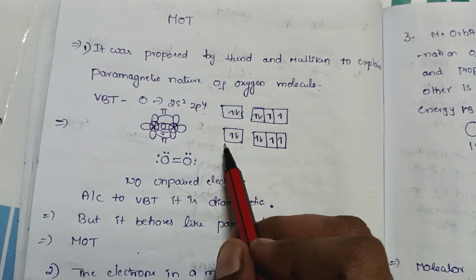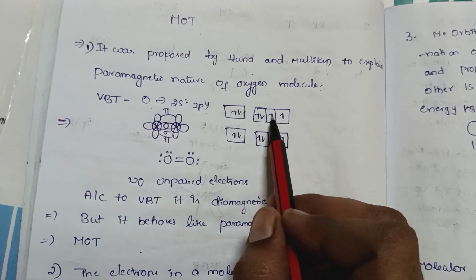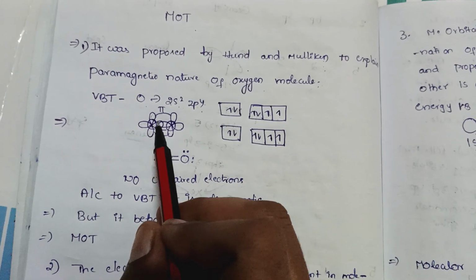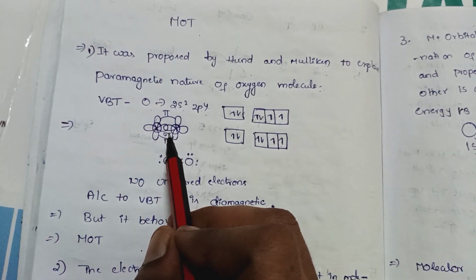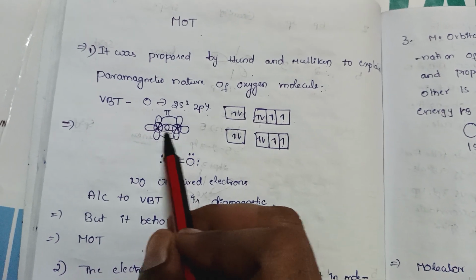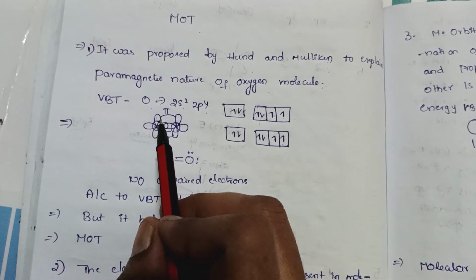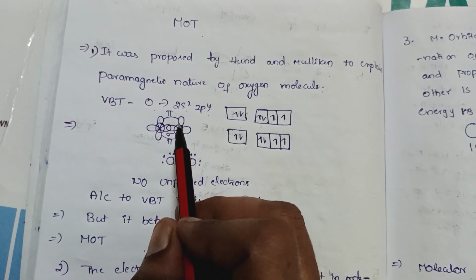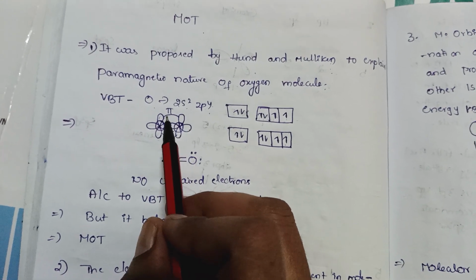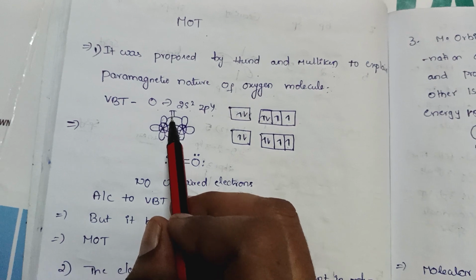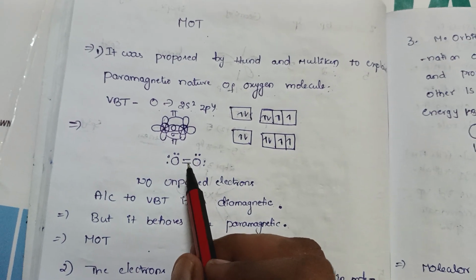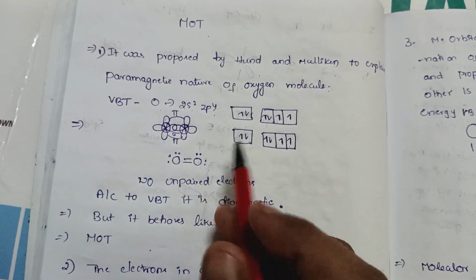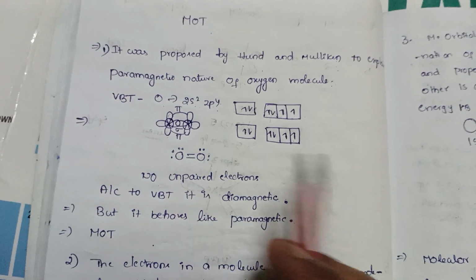This is another oxygen atom. Oxygen has two unpaired electrons. One unpaired electron forms a sigma bond with the other unpaired electron. One more unpaired electron forms a pi bond with the other unpaired electron whenever sideways overlap occurs. A double bond is formed between the two oxygen atoms.